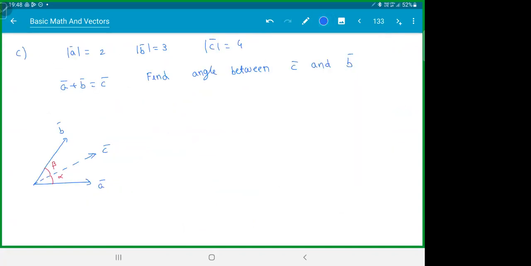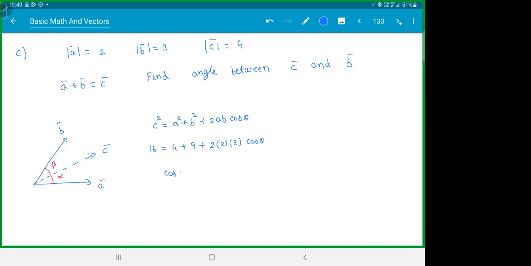So first you need to find theta here. C square is A square plus B square plus 2AB cos theta. That will be 4 square, 16. A will be 2, 4. This will be 9 plus 2 into 3 into cos theta. So this thing turns out to be 12 minus 9, 3.